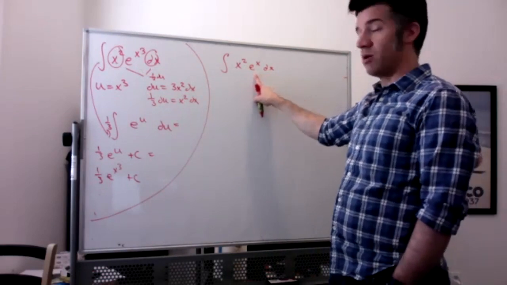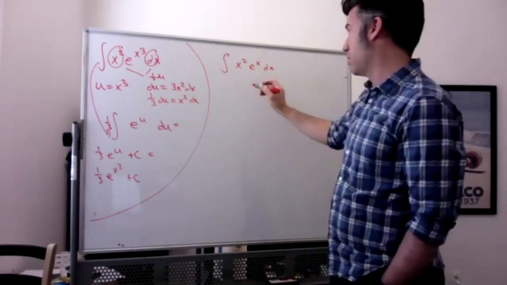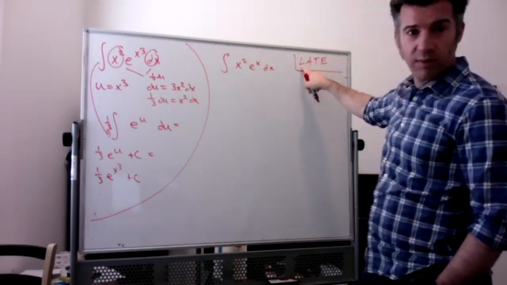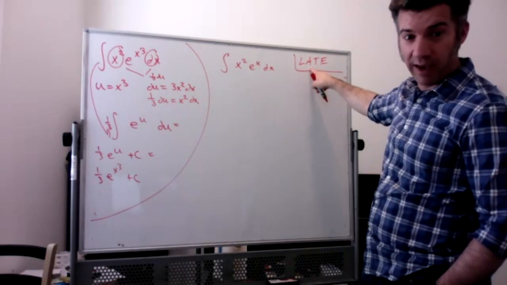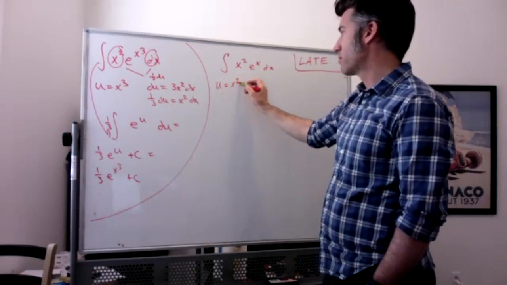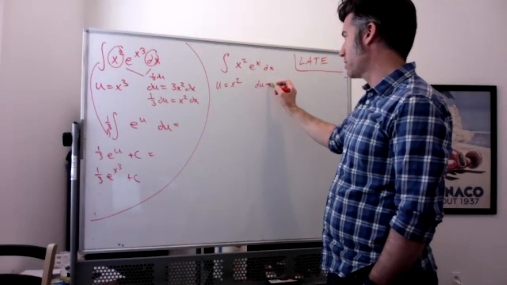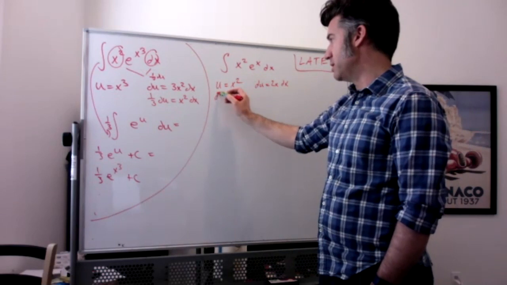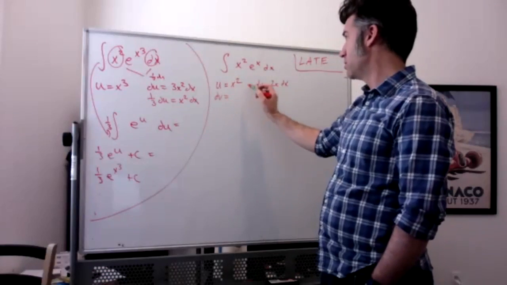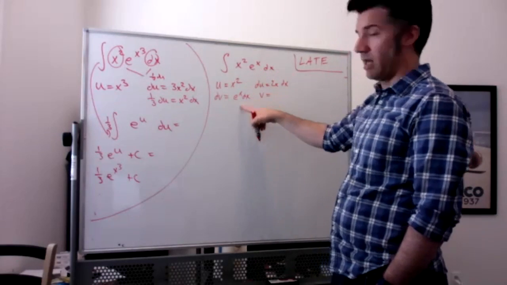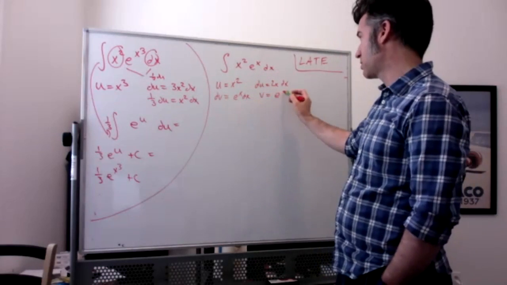So we're going to let u equal the thing that's going to simply differentiate. We're going to use LATE, right? No logarithm things, but we do have an any power of x. So u is going to be x squared, and du is going to be 2x dx. dv is going to be e to the x dx, and v, the antiderivative, is also e to the x.